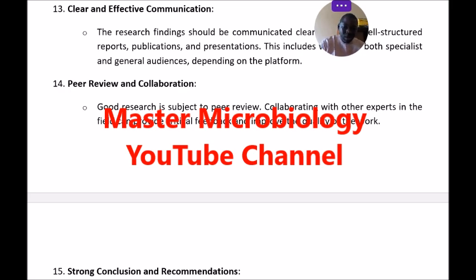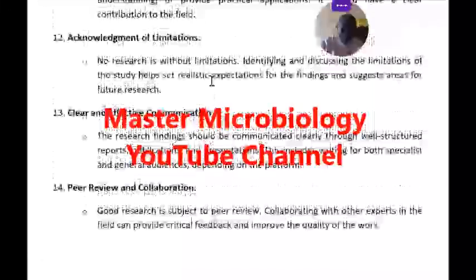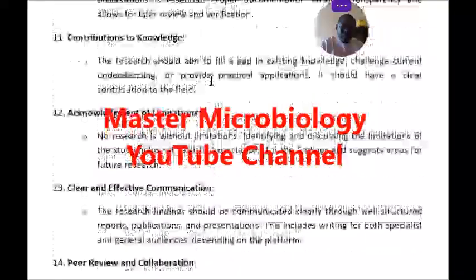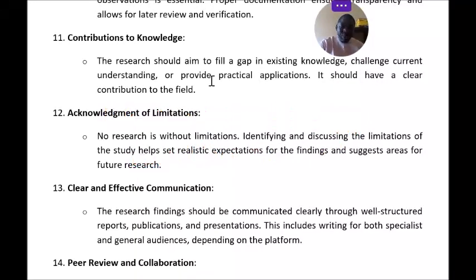So peer review and collaboration are elements of good research. Then other elements I've mentioned, which I just want to buttress, are acknowledgement of limitations and contribution to knowledge. The research should aim to fill a gap in existing knowledge. The research should challenge current understanding or provide practical applications.